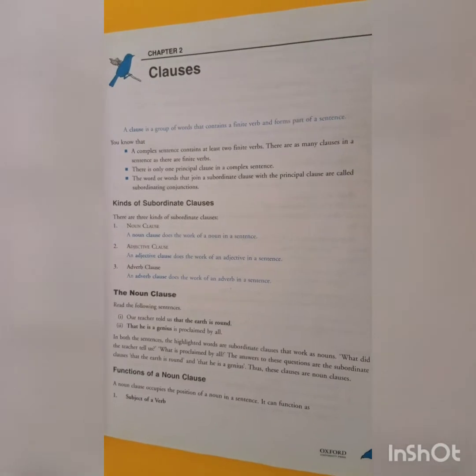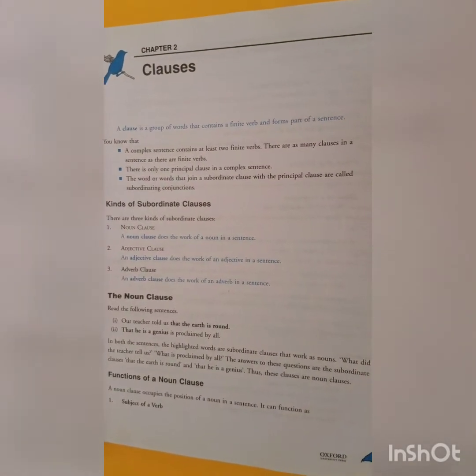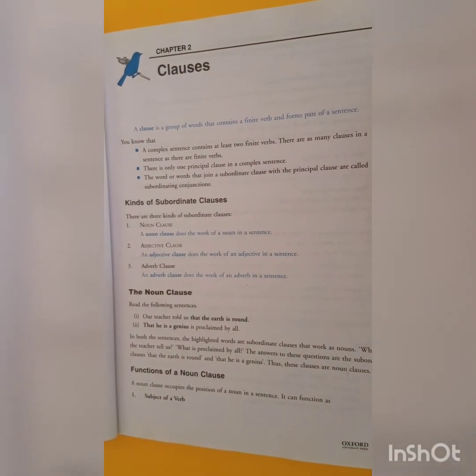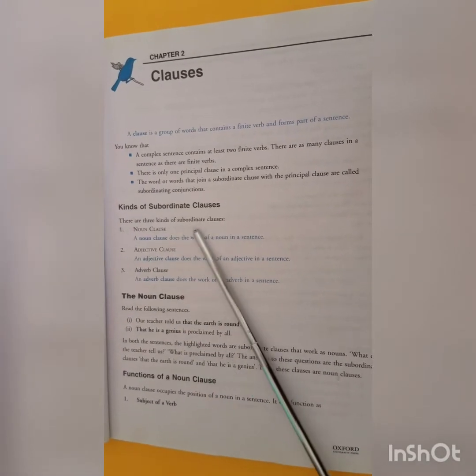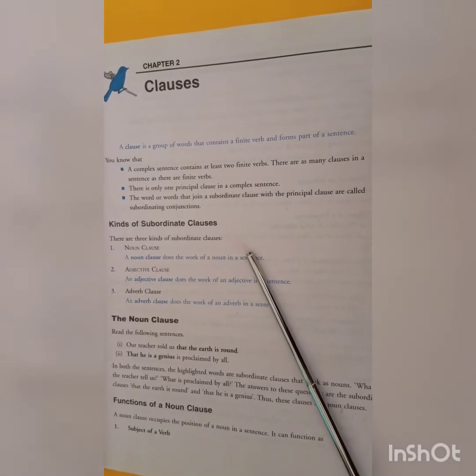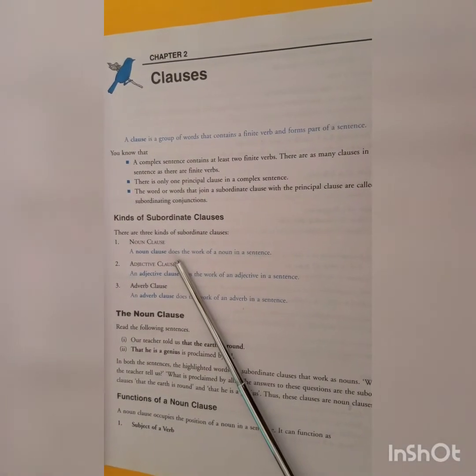Now let's go into detail about kinds of subordinate clauses. There are different kinds of subordinate clauses. Children, I would like you to open up page 5 and along with me read out the contents, which I will simultaneously explain to you. There are 3 kinds of subordinate clauses. One known as noun clause, the other adjective clause, the third adverb clause.